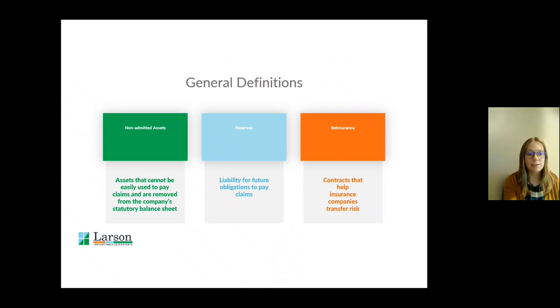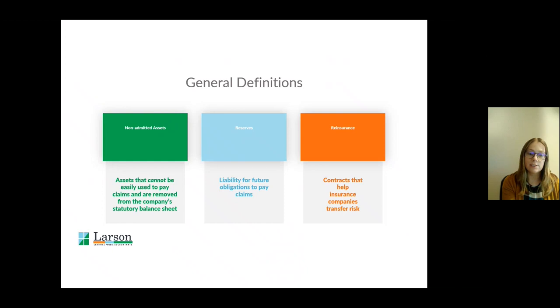Next is non-admitted assets. So these are assets that cannot be used to pay claims, and therefore they're removed from the company's statutory balance sheet. So generally this includes furniture, or other properties that can't easily be converted into cash to pay claims.